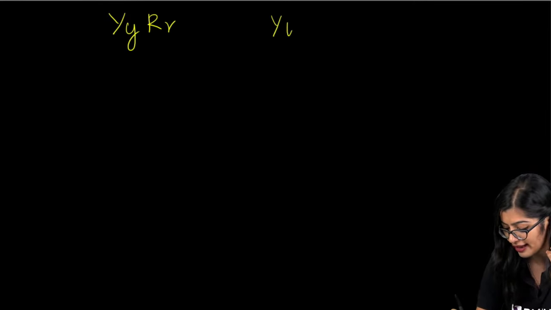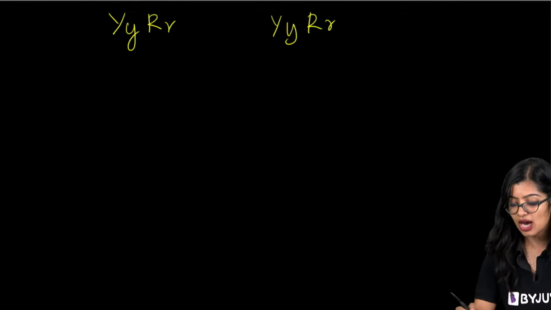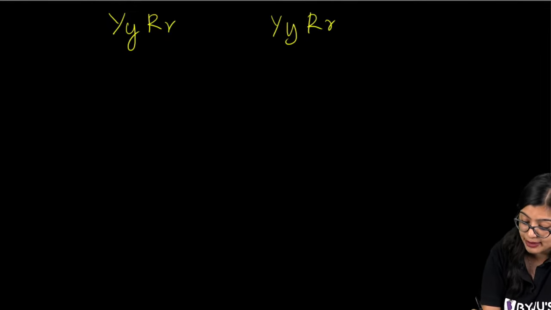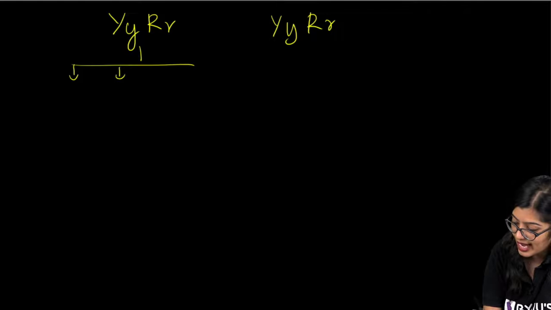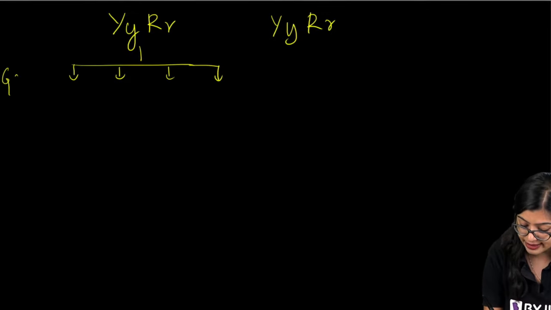So I have two parents which are like this. Now, can you tell me what are all the gametes that I am going to get here? Yes? Can you tell me in the chat, what are all the gametes?